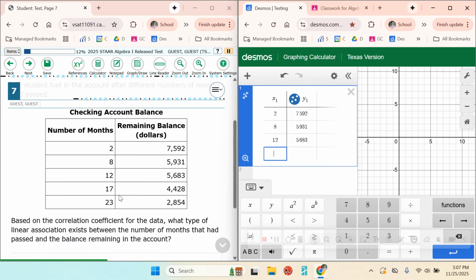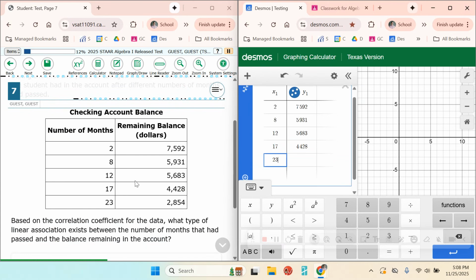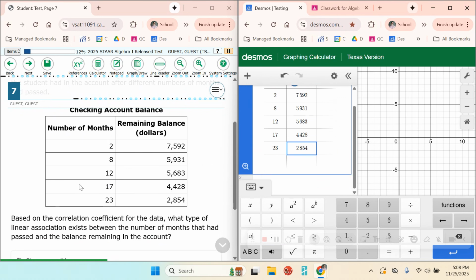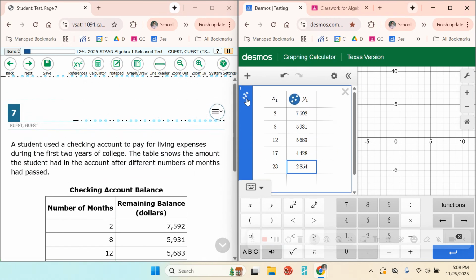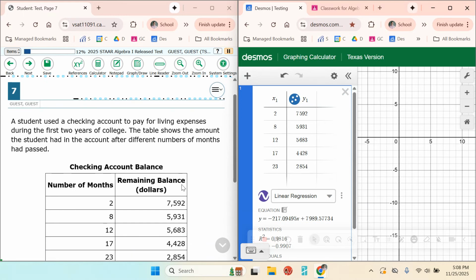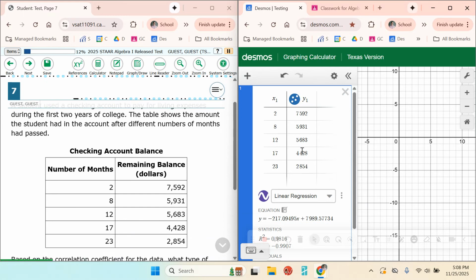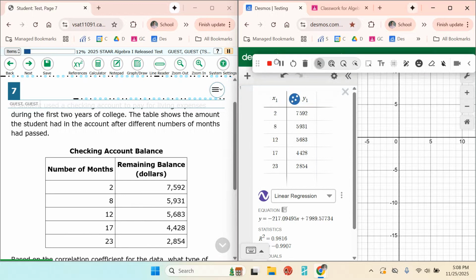Got a couple more numbers, I think, that I can't see. Yep, 4, 4, 2, 8, 23, 28, 54. Okay, and again, we are going to hit this button. Now this time it's a little different. I'll be okay if you guys are not sure what to do when you see this.